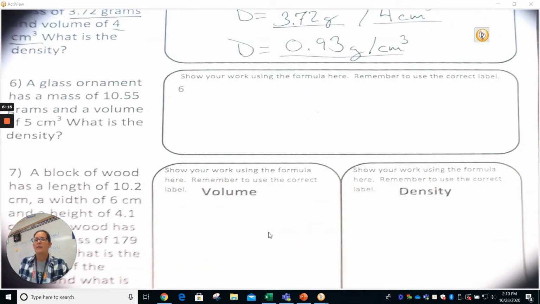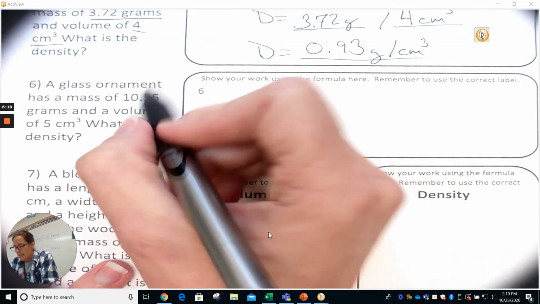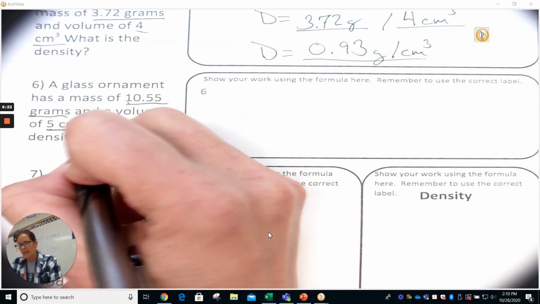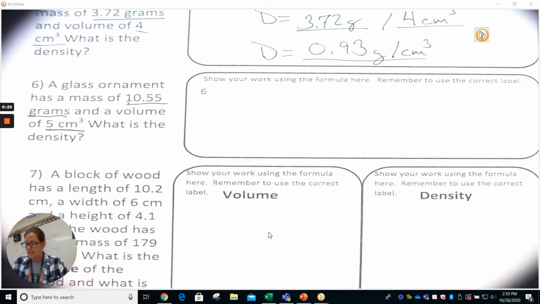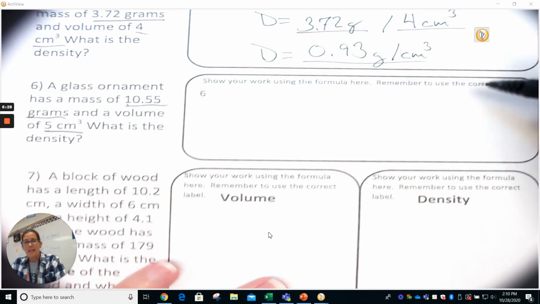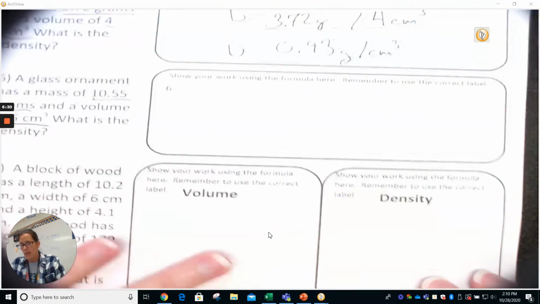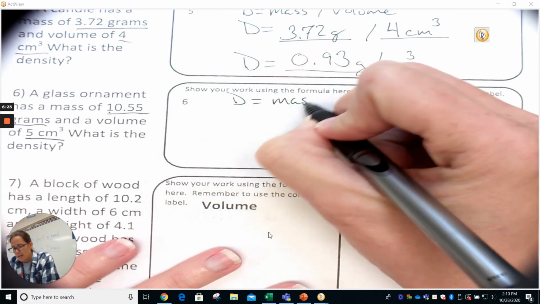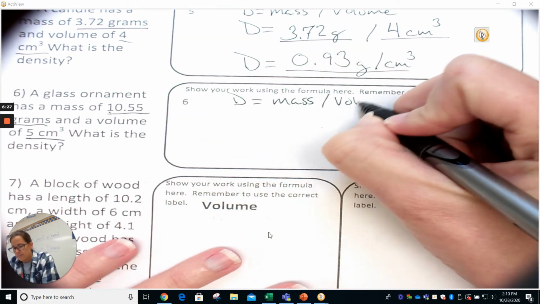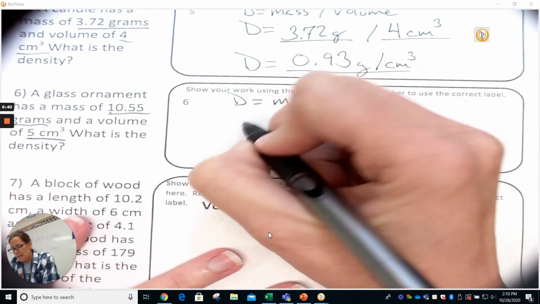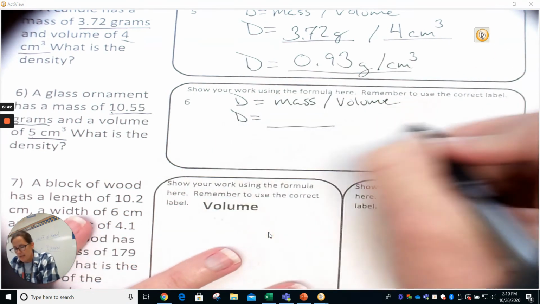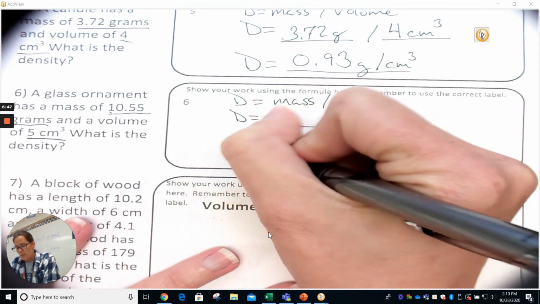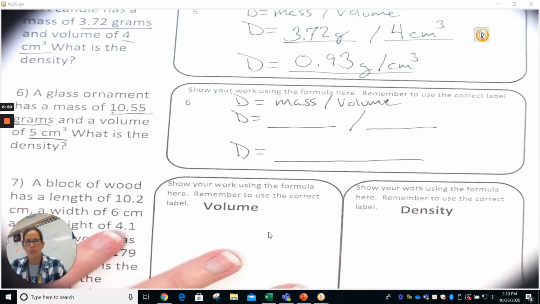Next, we have a glass ornament that has a mass of 10.55 grams and a volume of 5 centimeters cubed. What is the density? We're going to set this up exactly like we did all of these above. I'm going to put density equals mass divided by volume. Okay, and then density equals, and I've got me a space, divided by, another space, and I'm going to put D equals for my answer right there.